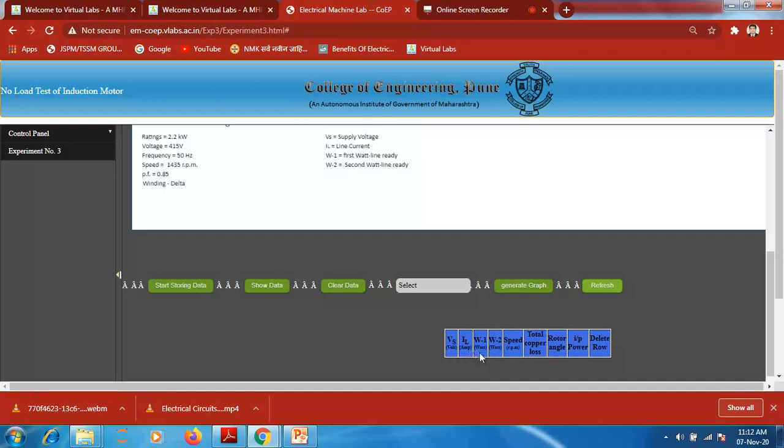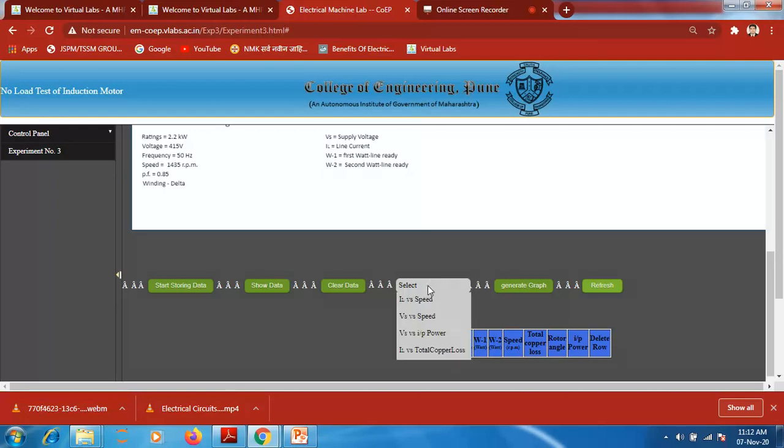This is the line current. This is the W1, meaning wattmeter 1 reading. This is the wattmeter 2 reading. This is the speed in RPM. Then the total copper losses over here. Then the rotor angle. Then the input power. And if we have to increase or delete rows, we can delete from over here. So these are the stored data which we require to plot the graph.